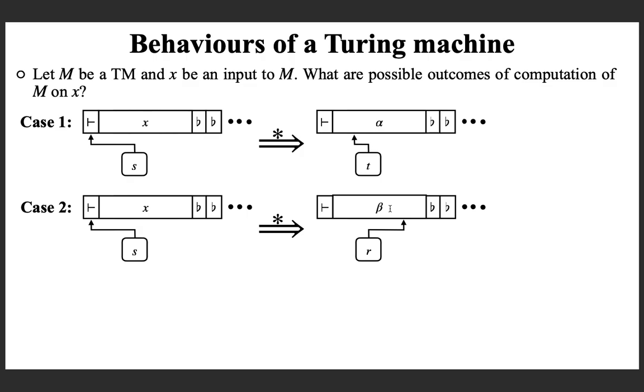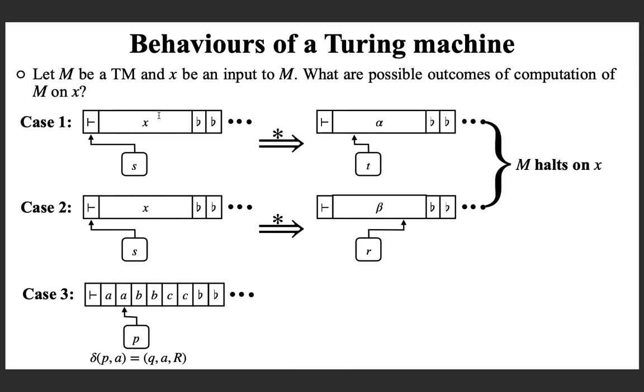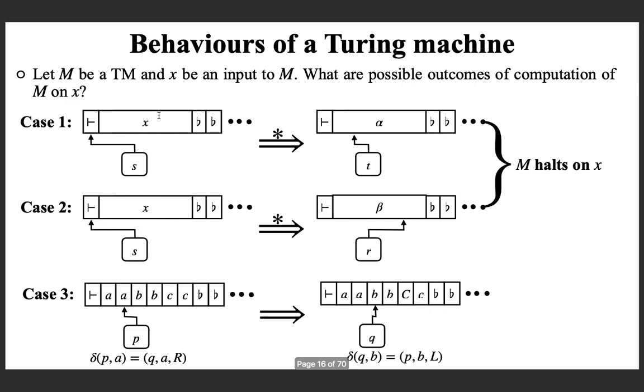In both the cases, we can say that the machine halts on the input string X. If you recall the definition of halting that we discussed in a previous lecture, this is exactly the definition. If the Turing machine either enters T or R, then the machine is said to halt on that input. And there is a third possibility, and that also we discussed. Suppose looping happens.